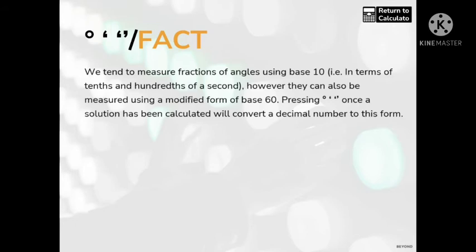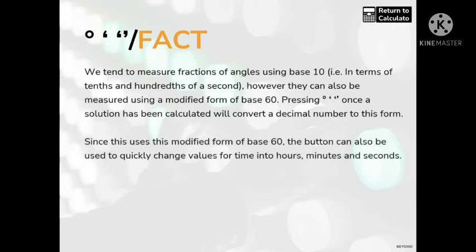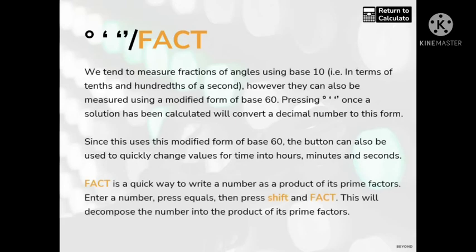The degrees button. We tend to measure fractions of angles using base 10 in terms of tenths of hundredths of a second. However, they can also be measured using a modified form of base 60. Pressing that degrees, minutes and seconds button once the solution has been calculated will convert a decimal number to this form. Since this uses this modified form of base 60, the button can also be used to quickly change values for time into hours, minutes and seconds. It's quite useful actually.